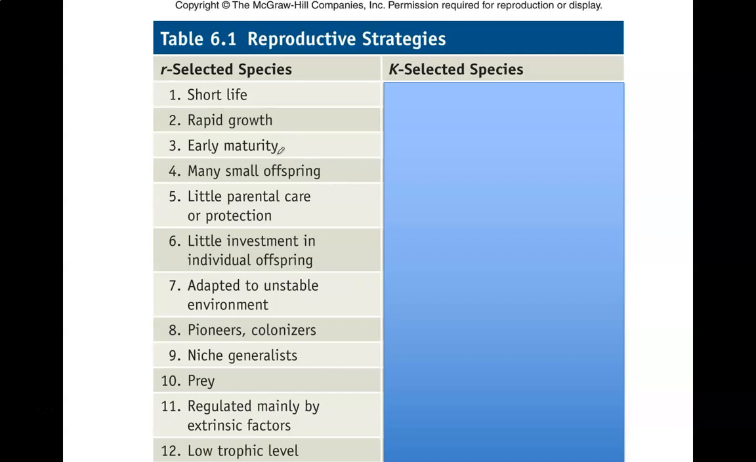They're going to have many small offspring. So they're not going to have just one or two. We're talking about litters or thousands of offspring. So think about like fish and trees and things like that. Little parental care or protection. So something like a mouse is going to give more parental care than most of the R-selected species. So again, think like fish or trees, right? They basically go, all right, have fun. And they don't come back. So they lay their eggs or they drop the seeds and they're gone.